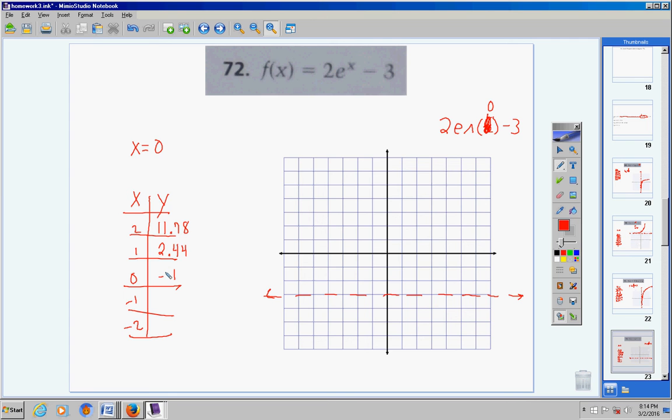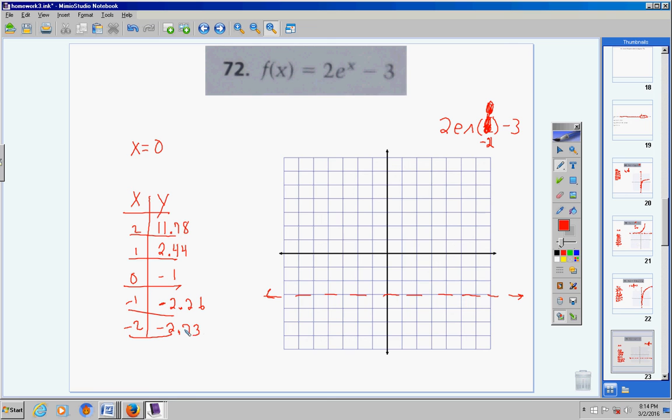Moving on, let's put a negative 1 in for x. Now we're going to put a negative 1 here, and we're going to get out negative 2.26. And then we'll put a negative 2 in for x. So a negative 2 right here, and we will get out negative 2.73. And let's plot those points, and we're looking pretty good, okay?